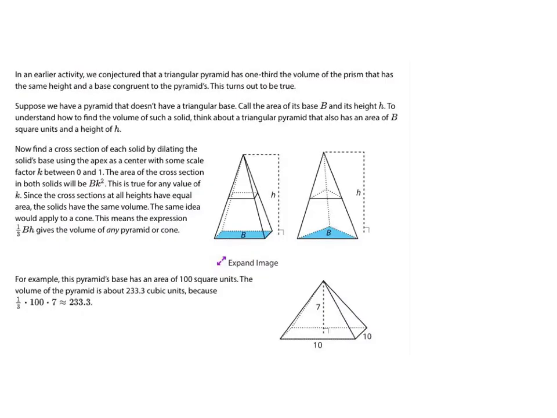This is your summary sheet. I didn't copy in the title because it got a little small. But this right here is all you need to know from what we learned today. Right there, area of the cross-section, B times K squared. The volume is 1/3 BH. Any pyramid or cone, doesn't matter.